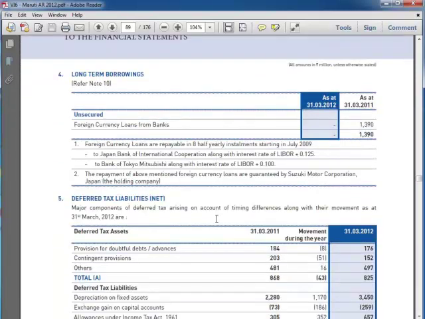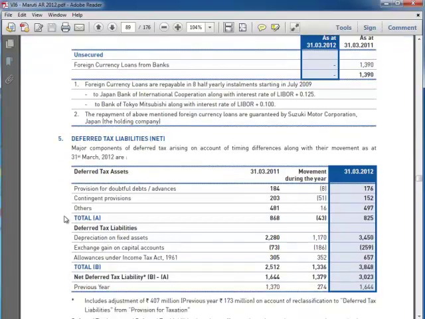Point 4 is long-term borrowings, and we can look at what their long-term borrowings were. They didn't have any as of 2012, but they did have some as of 2011, and this gives you the interest rates that they paid on those borrowings. Then we have deferred tax liabilities, the net deferred tax liabilities, and this tells you where the actual deferred tax liabilities come from, what things they come from. So we have, for example, fixed assets, capital accounts, allowances, etc.